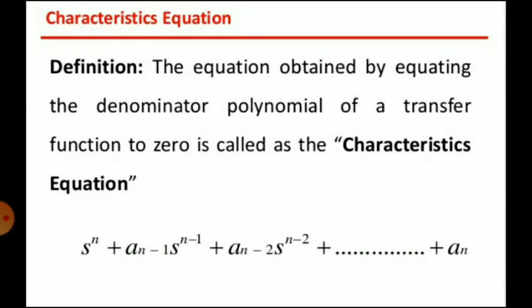Now the characteristic equation. The definition of the characteristic equation: the equation obtained by equating the denominator polynomial of a transfer function to 0 is called the characteristic equation. The form of the characteristic equation or polynomial is shown at the bottom. That will become the characteristic equation.